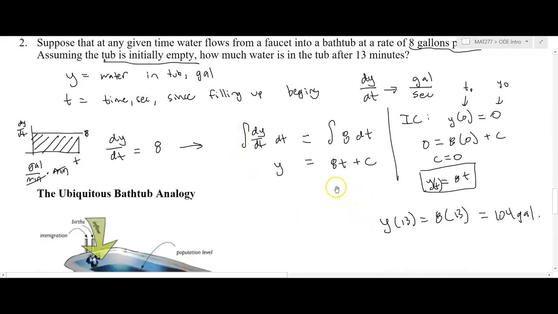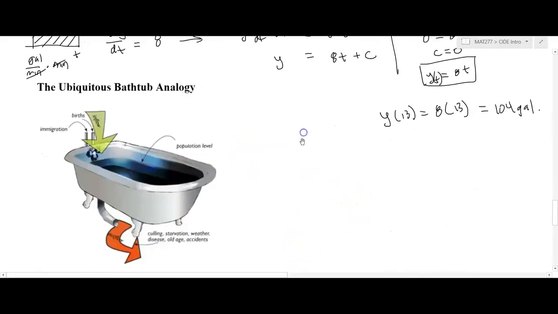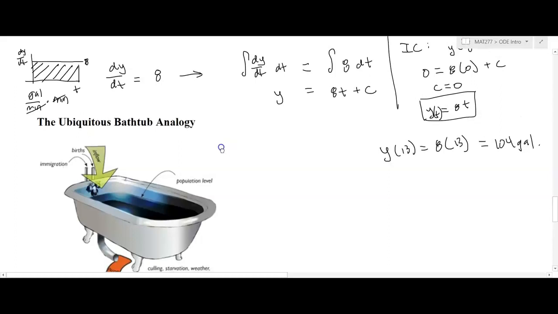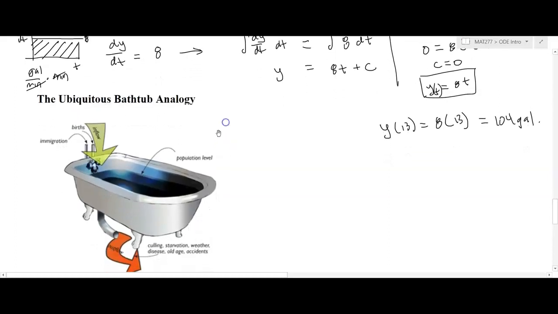Well, this leads us to what I call the ubiquitous bathtub analogy. The bathtub you can think about as the amount, right? The amount of something. So it doesn't have to be limited to water filling up a tub, but in this case, you can think about the water level as population level. How big is the population size?